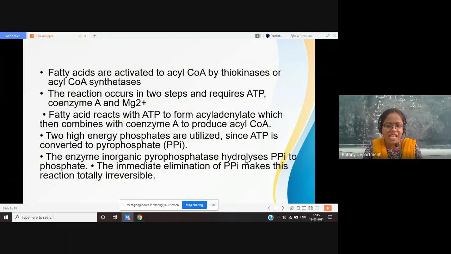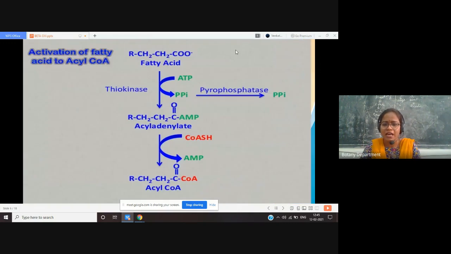The enzyme inorganic pyrophosphatase hydrolyzes the PPi to phosphate. The immediate elimination of PPi makes this reaction totally irreversible. Can you see this arrow only once, right? It is not a reversible reaction. If it were reversible, there would be two arrows here. So it is totally an irreversible reaction. Whatever PPi, inorganic phosphate, is eliminated, we can't get it back. This is an irreversible reaction.